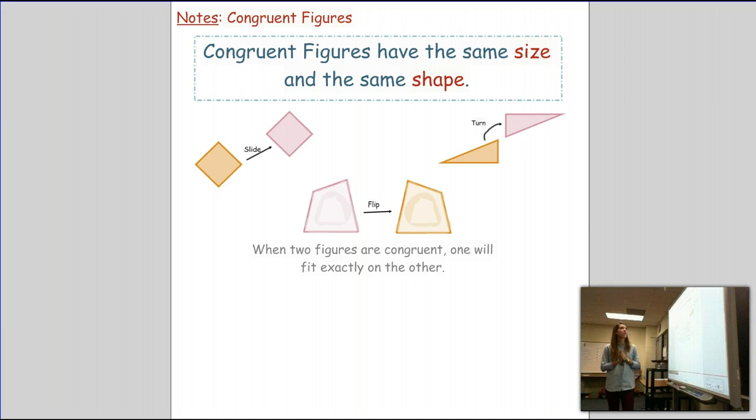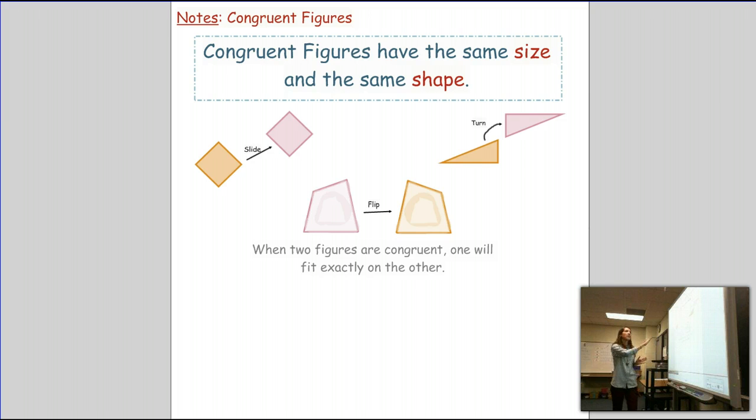Congruent figures have the same size and the same shape. Unlike similar figures, we'll study those after the winter break. Similar figures have the same shape but a different size. But these figures that we're dealing with first, same size, same shape. An exact copy, an exact replica of the other. They should match perfectly.